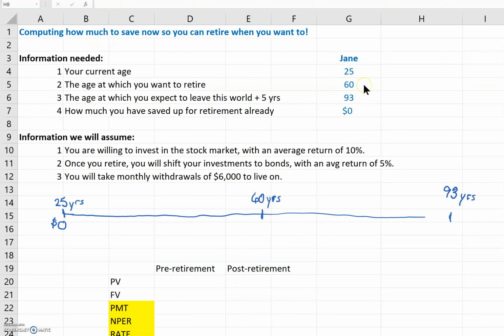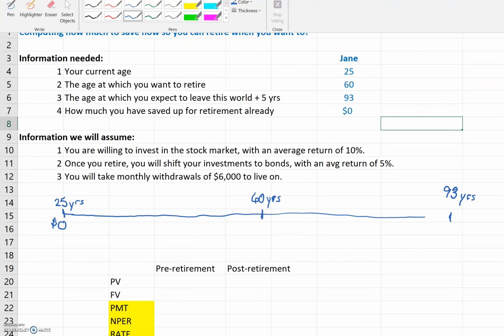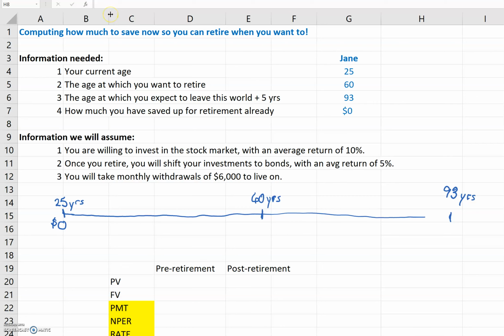So I drew a timeline that shows starting right away at 25 years old with $0, and then a mark for 60 years, which is when she'd like to retire, and then when she expects to croak. There are a few things we have to do. We have to compute how many years from now till retirement and how many years from retirement to death. Essentially we're looking at 35 years from there to there, and over here we're looking at 33 years. That's how long her money needs to last her.